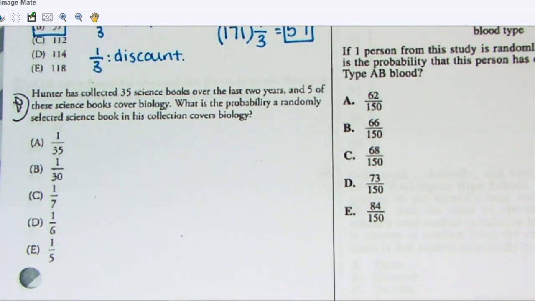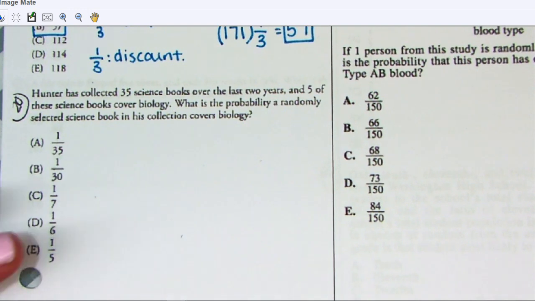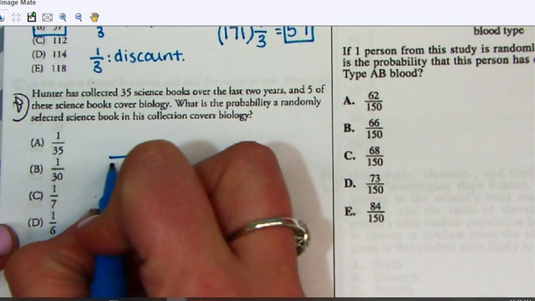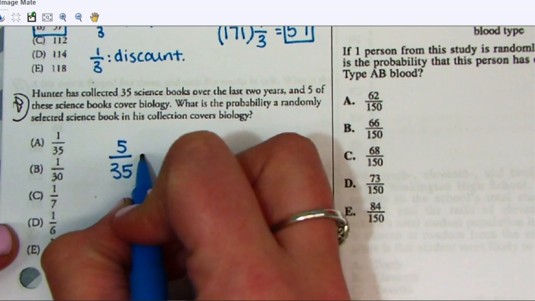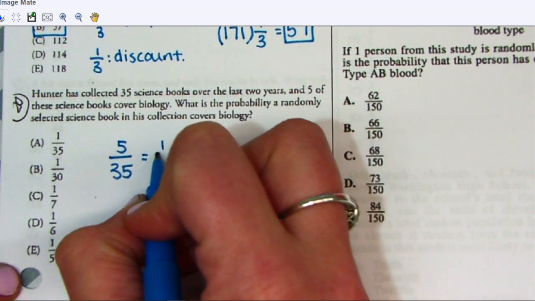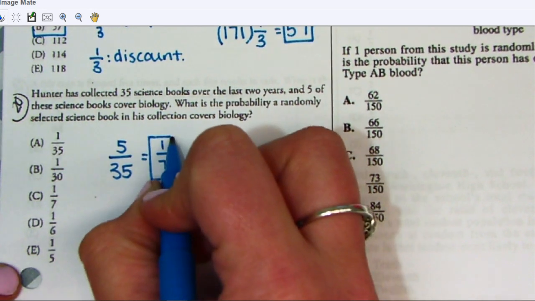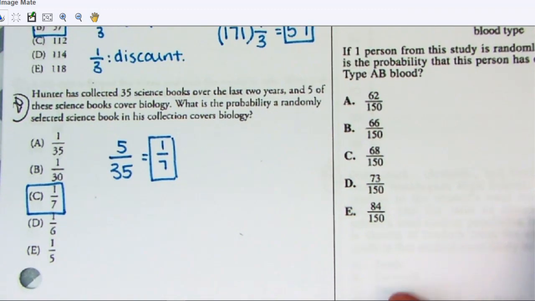Hunter has collected 35 science books over the last 2 years. 5 of these science books cover biology. What is the probability of selecting a biology book? Well, he has a total of 35 books, and it just said 5 of them are biology. That is not an option. So when I reduce 5 over 35, I get 1 over 7. So I have a 1 out of 7 chance of selecting a biology book.